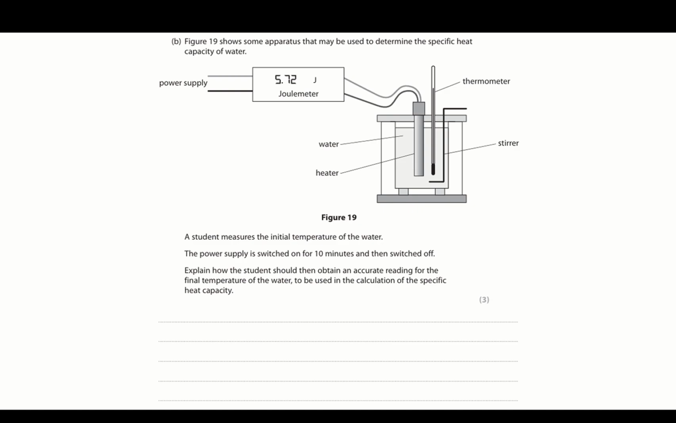Going to the next part, we can see we've got some apparatus. We've got a joule meter, and we can see this is all around specific heat, latent heat. The student measures the initial temperature of the water. The power supply is switched on for 10 minutes and then switched off. Explain how the student should then obtain an accurate reading for the final temperature used in the calculation of the specific heat capacity. So it's not, again, after insulation or anything like that. So we know C equals Q over m delta T.